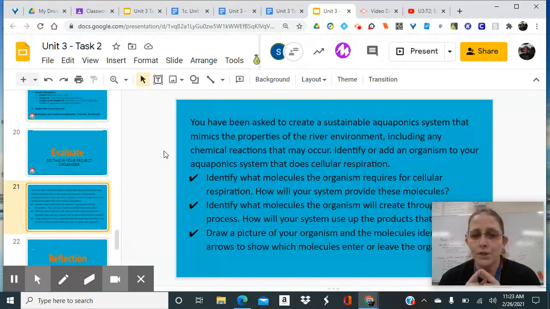Then you're going to draw a picture of your organism and the molecules and basically the equation that goes with it, okay, and how to show the molecules entering and leaving the organism. All right, so that is your plan for the aquaponic system. So what organism you're going to include, what molecules do they require for cellular respiration, what molecules do they give off for their product, and how are you going to use that in your system.